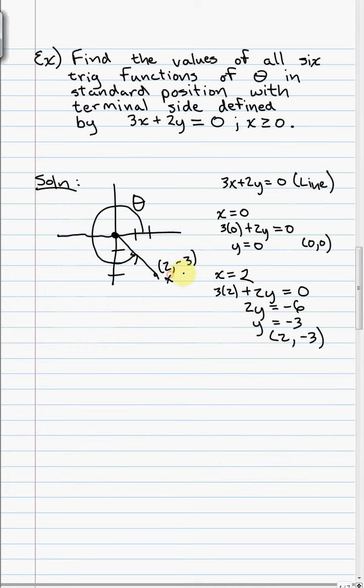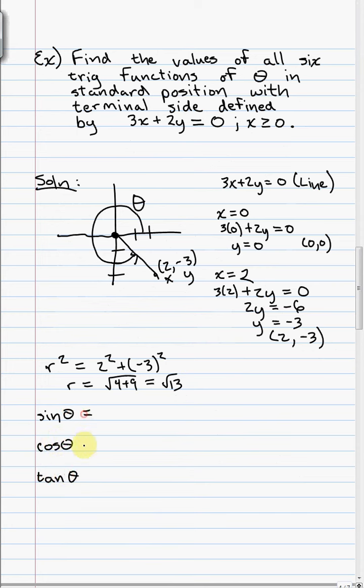So we know what x and y are. And the last thing that we need before we can figure out our trig functions is r. So again, r squared is equal to x squared plus y squared, or r is equal to the square root of 4 plus 9, or the square root of 13. Okay. So now we can figure out sine of theta, cosine of theta, tangent of theta, etc., just by using our definitions. Y over r, so in this case, negative 3 over the square root of 13.